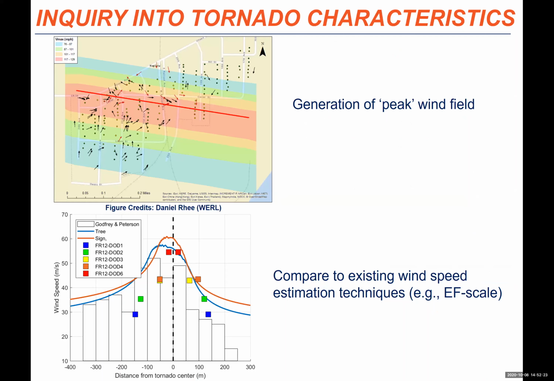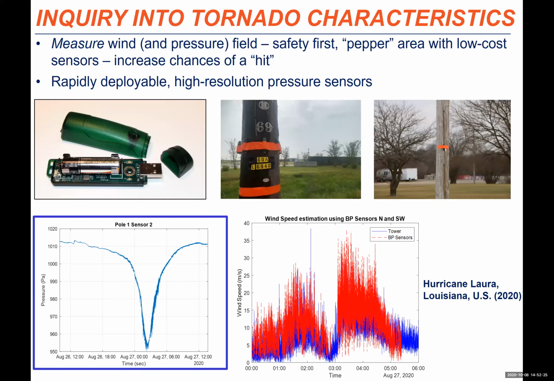In addition to estimating the wind field, we also want to measure the wind and pressure field. The goal is to be safe, so we want to pepper the area with low-cost sensors wherever the event is, to increase the chances of an actual hit. We're developing a lot of deployable sensors. I mentioned one here: these rapidly deployable high-resolution barometric pressure sensors. On the bottom left, this is in Hurricane Laura in the US, so we also use them in hurricanes, showing the passage of the eye over this particular sensor.